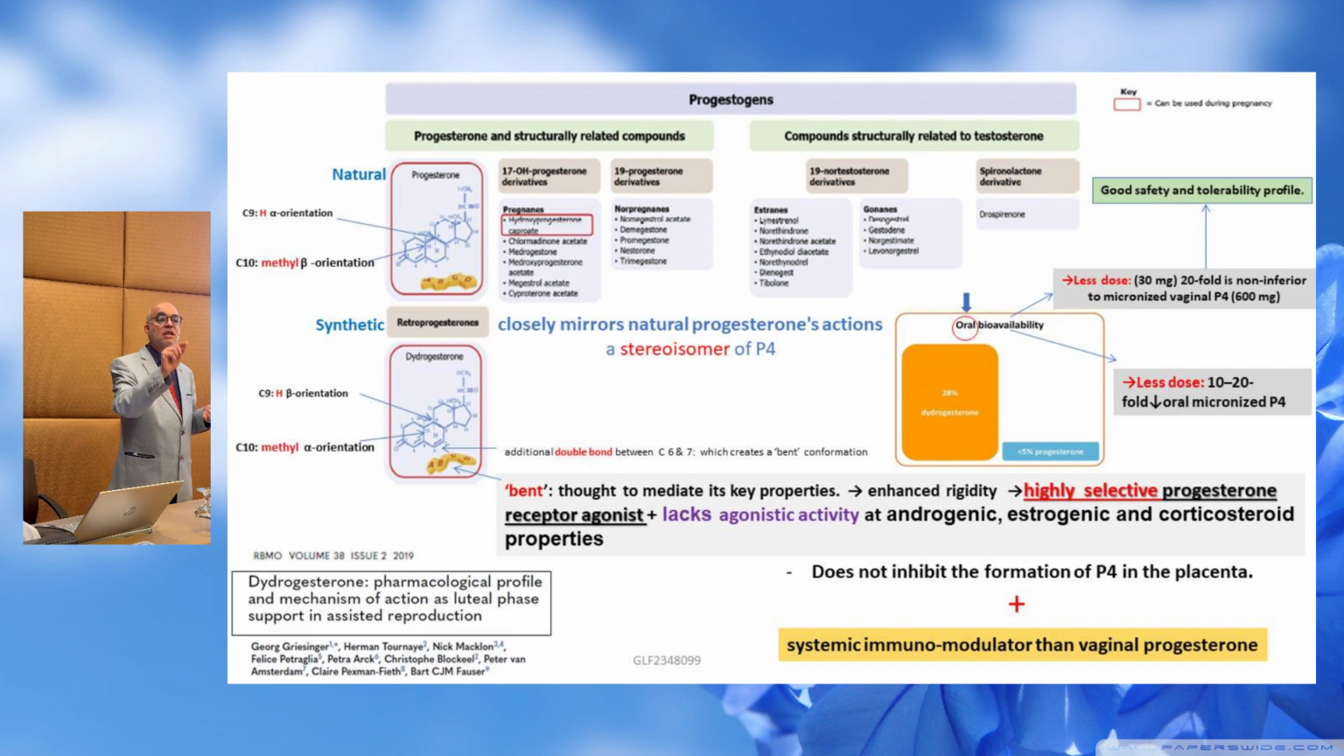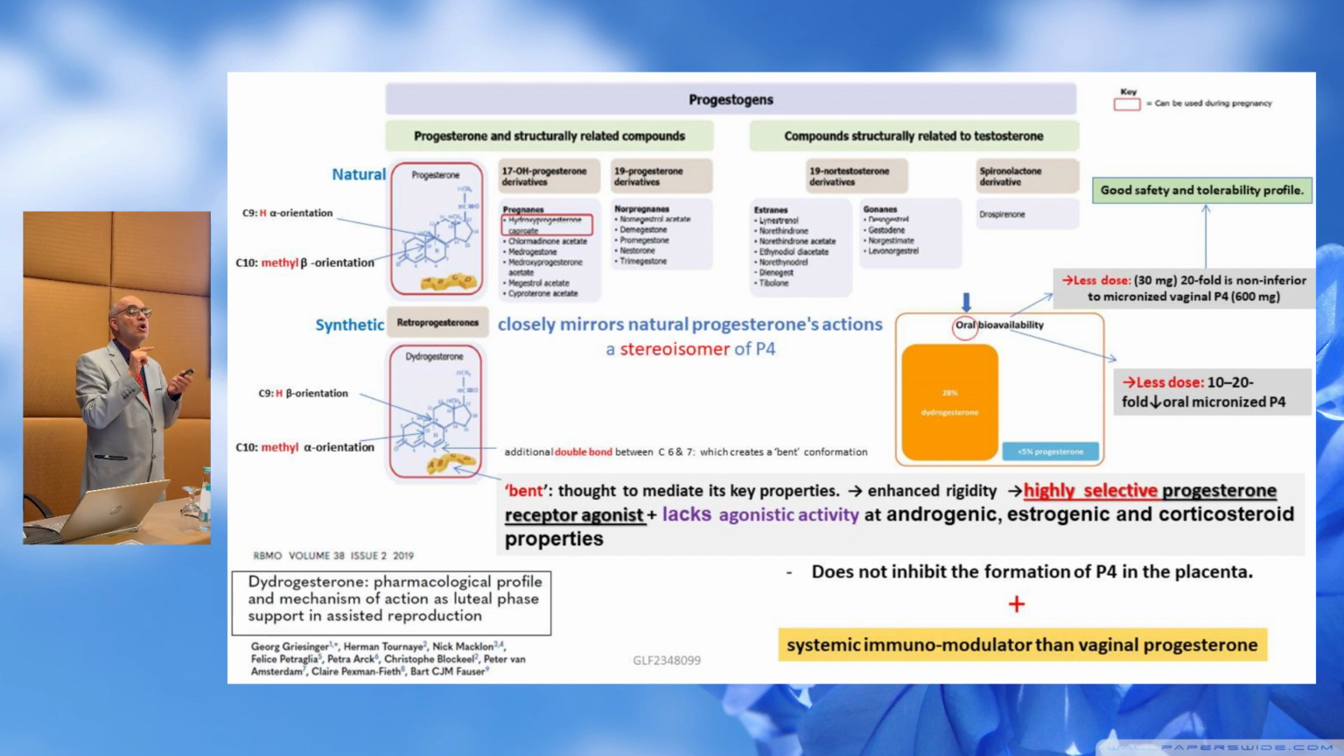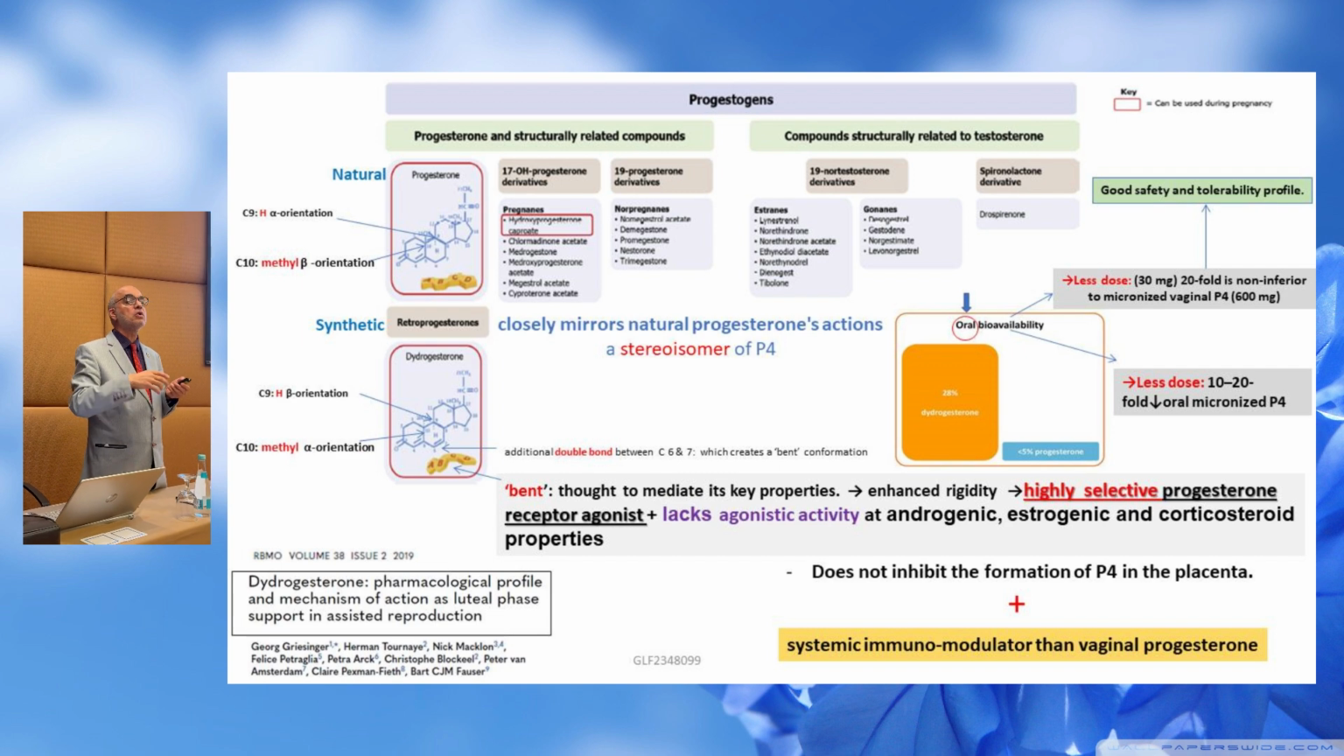Last and not least important, which is a future point in research, is that dydrogesterone has systemic immunomodulation. So it is good for patients with recurrent implantation failure or recurrent pregnancy loss, unlike natural progesterone, where just a small dose reaches the endometrium because of low bioavailability. And this is another advantage of dydrogesterone.